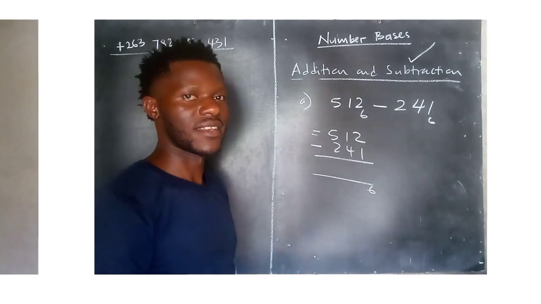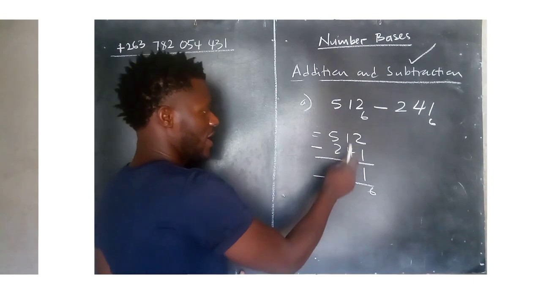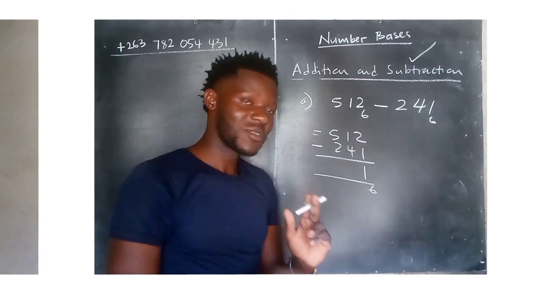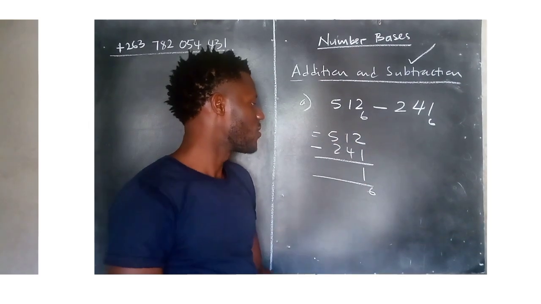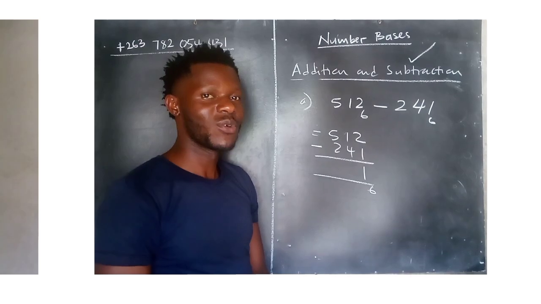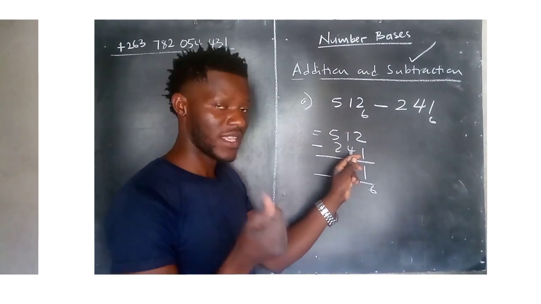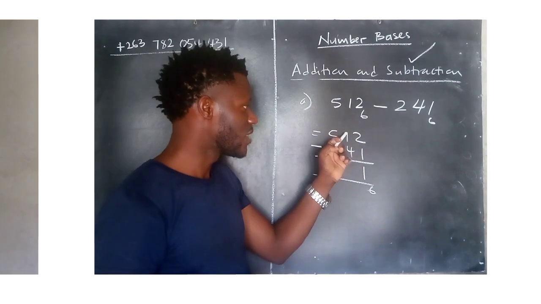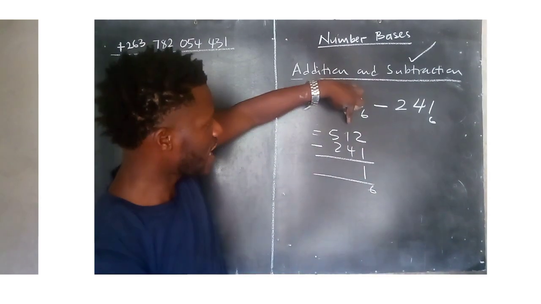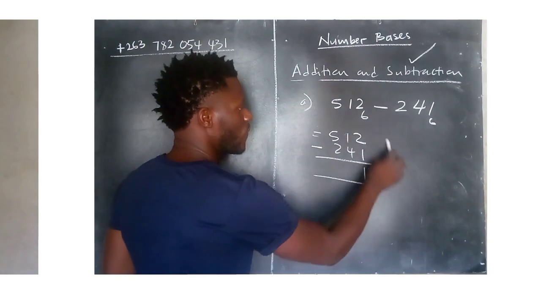2 minus 1 is 1. There's no problem with that. 1 minus 4, it can't. So in this case, in primary education, 1 minus 4, we used to give a 1 here, which is a 10. Why 10? Because we're dealing with base 10. So in this case, 1 minus 4 is impossible. Instead of adding 10 units, you add the base to the number. If the upper digit is less than the lower digit, give the value of the base to it.